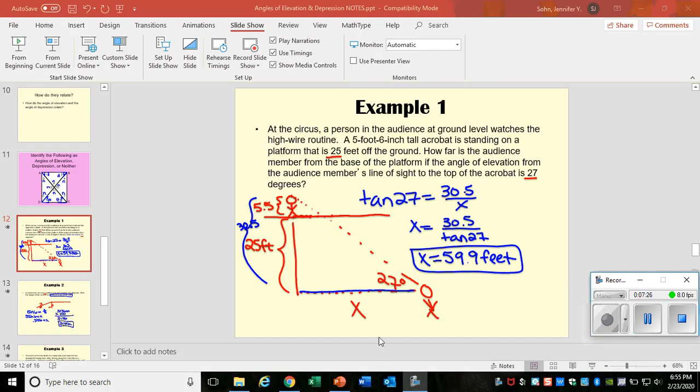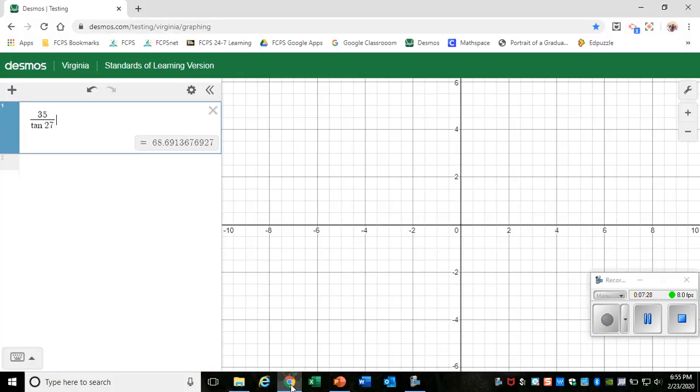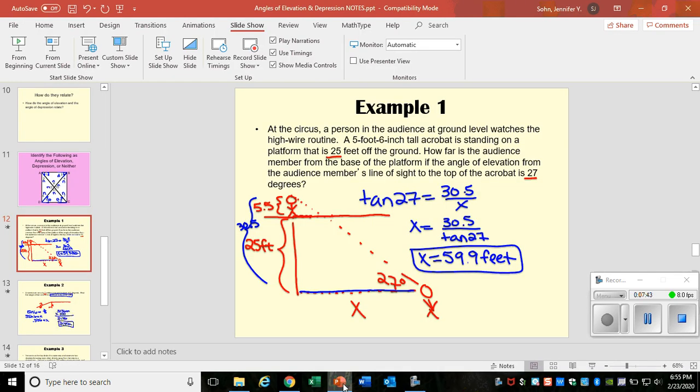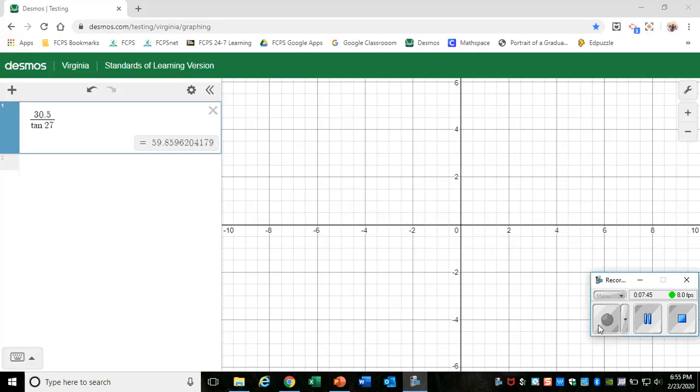Please open Desmos and do this with me. I want you to type 35 divided by tangent 27. You can pause the video and try. And you should get 68.691367 and so on. Oh, I apologize. I meant to write 30.5, not 35. So 30.5 divided by tangent 27, please do that on Desmos, and you get 59.859.